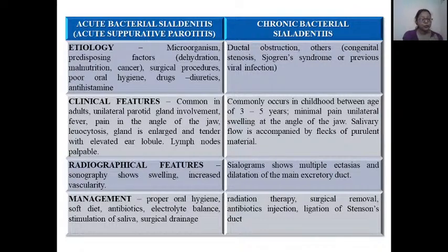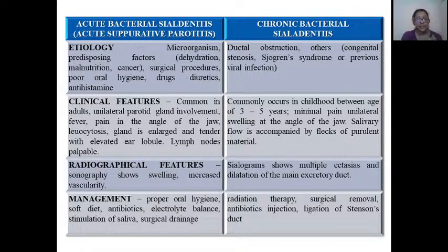It is unilateral parotid gland involvement, with fever, pain in the angle of the jaw, and leukocytosis. The gland is enlarged and tender with elevated ear lobule, and lymph nodes are palpable. Radiographic features: sonography shows swelling and increased vascularity. It can be managed by proper oral hygiene, soft diet, antibiotics, electrolyte balance, stimulation of saliva and surgical drainage.